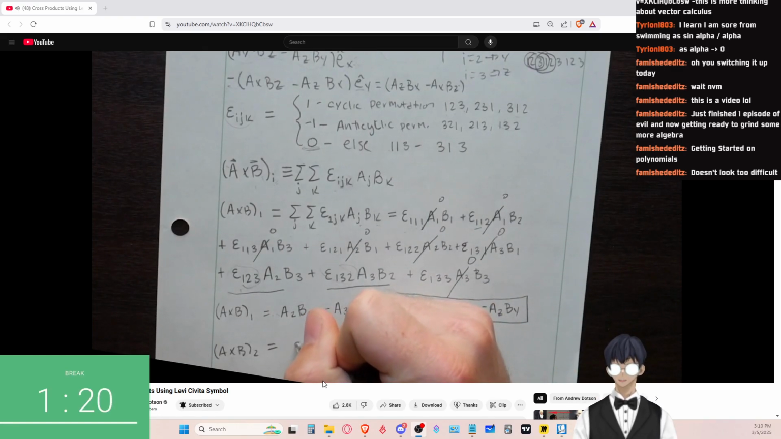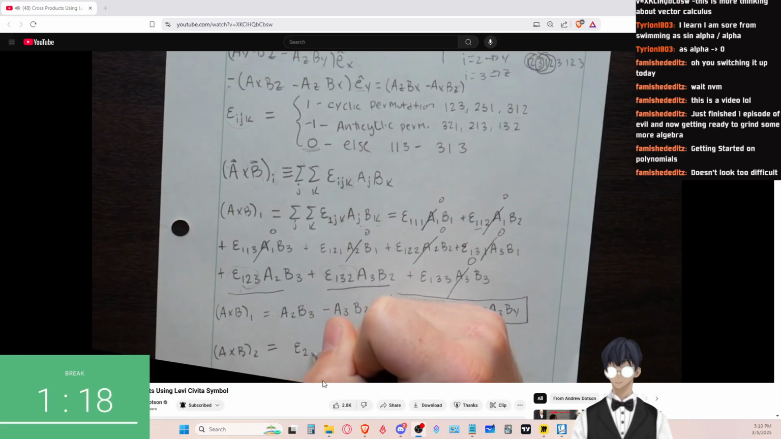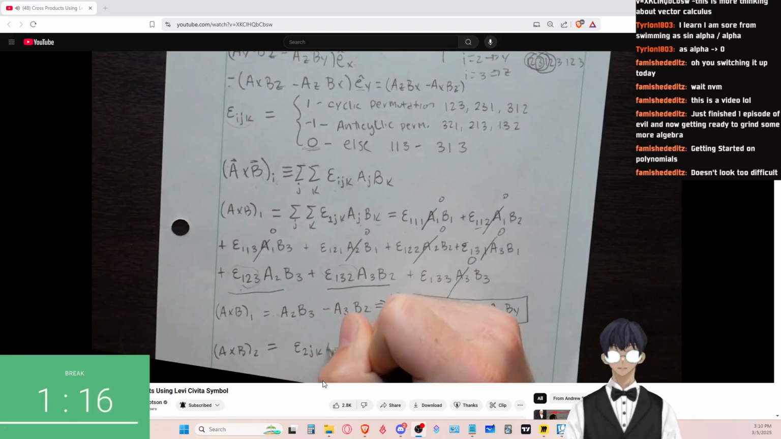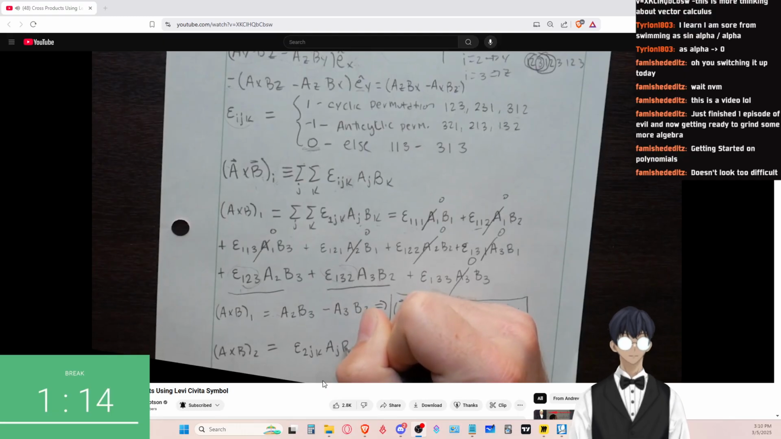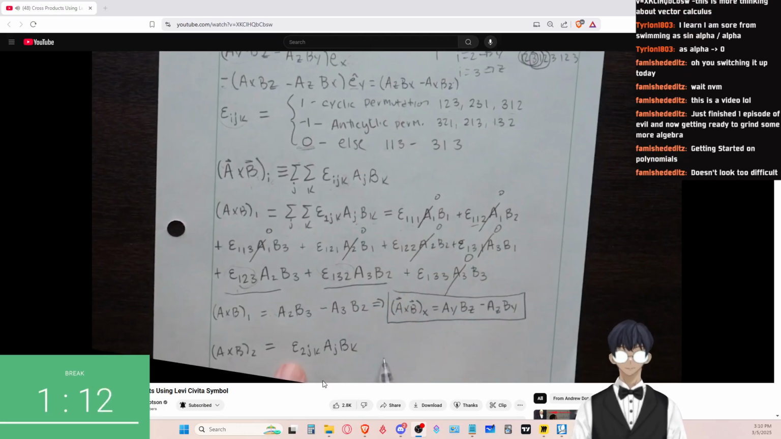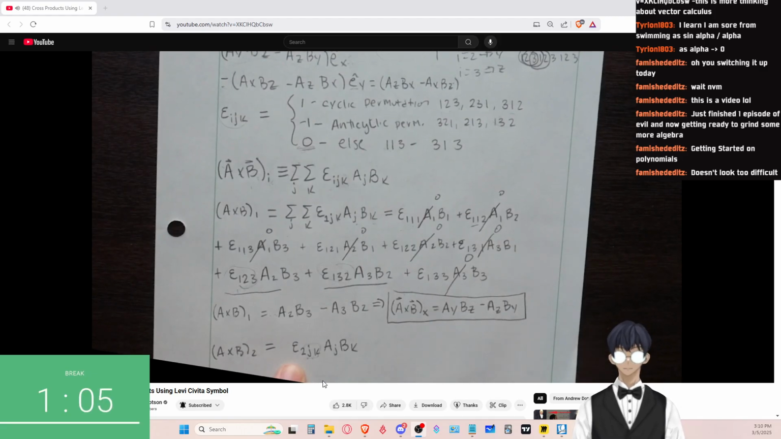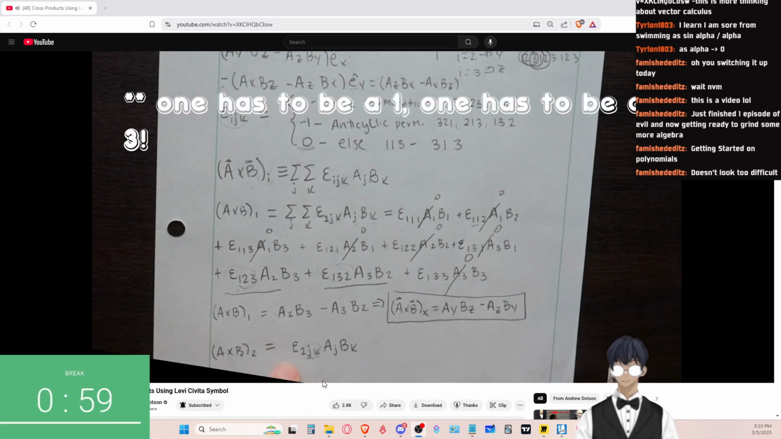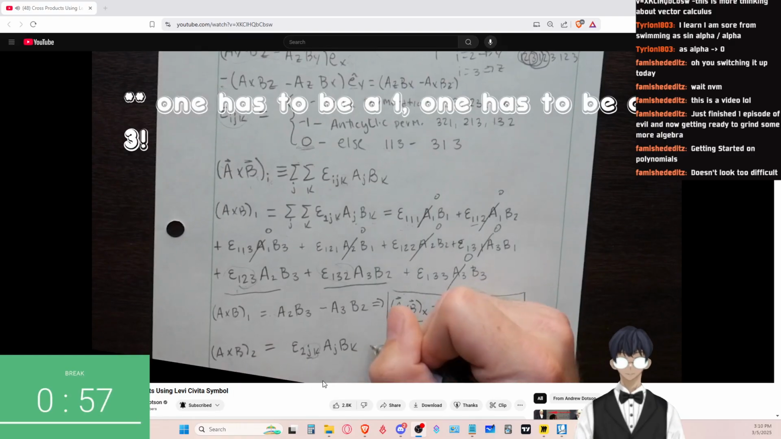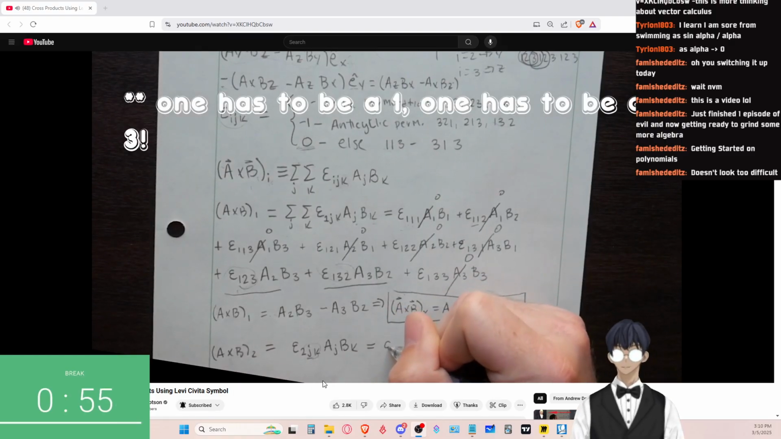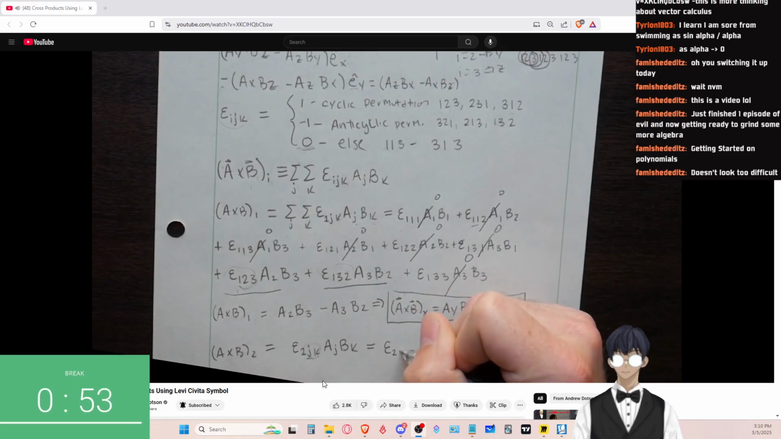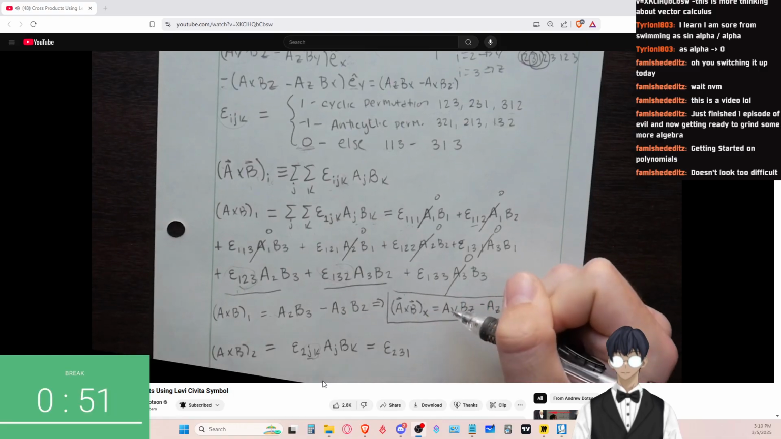So this is equal to epsilon 2 JK AJ BK. And we know that if any of these 2 indices are 2, the epsilon is going to go to 0, right? So let's not go through that. We're smarter than that, which means that one of these has to be a 1 and one of these has to be a 2. Okay, so that means that this is equal to epsilon 2. Let's just do 3, 1. Let's do that case first.